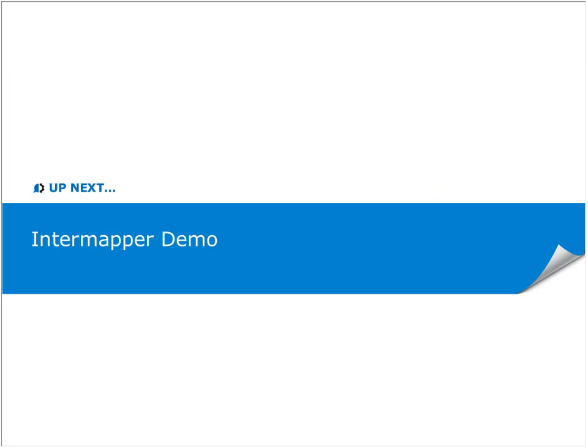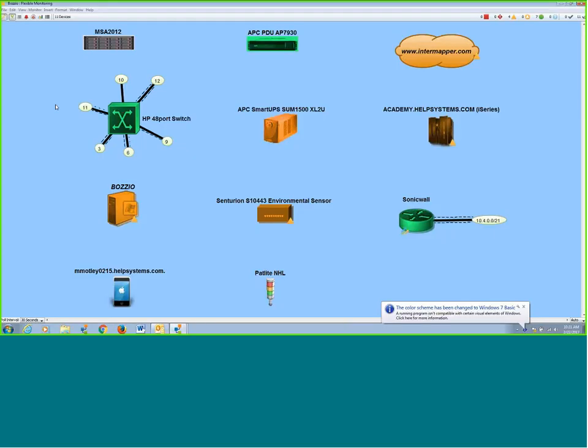So what I'll do is quickly show you a live demo of a few devices that we're currently monitoring using the Intermapper software. I'm just going to share my screen really quickly. Okay, this is a map of a few different types of devices that we're currently monitoring. We have a storage array that we're monitoring in one of our locations. We're monitoring an HP switch.